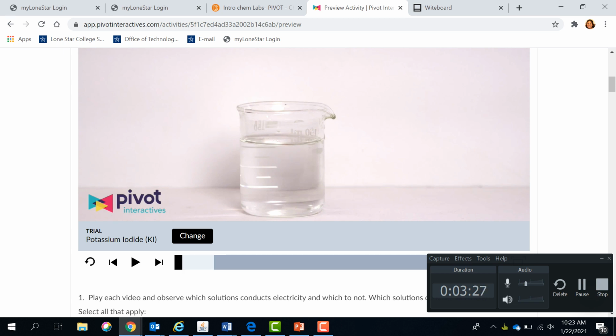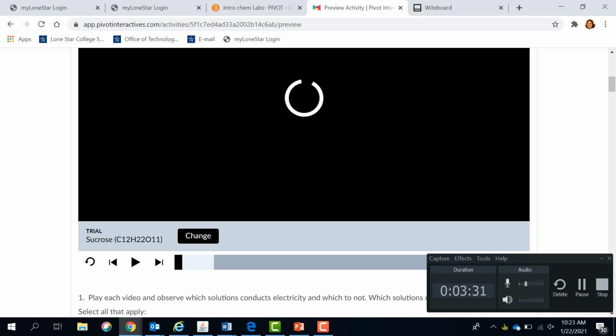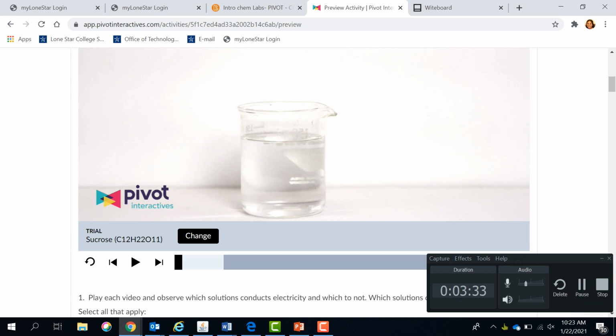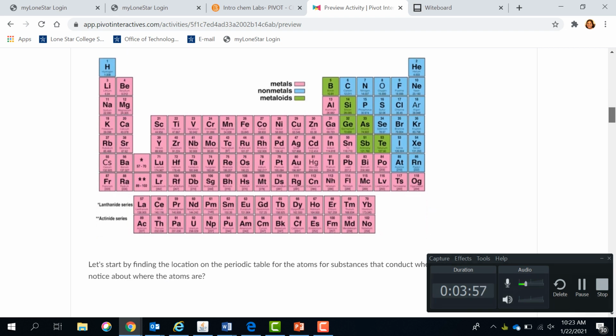If you see sucrose, it is made out of C12, H22, O11. You don't have to memorize the sucrose formula, but that's how it is made. You see, all are non-metals. How do you know they are all non-metals? If you go see the periodic table, see carbon, hydrogen, oxygen, all are non-metals. They do not conduct electricity. So that is part one.